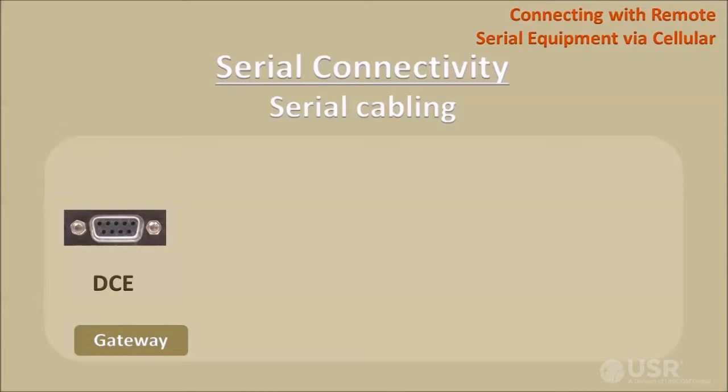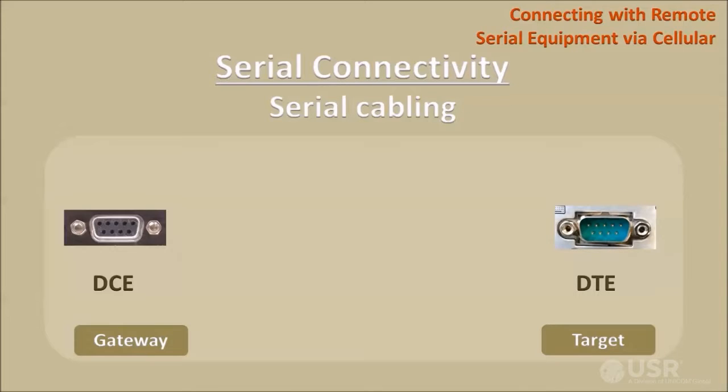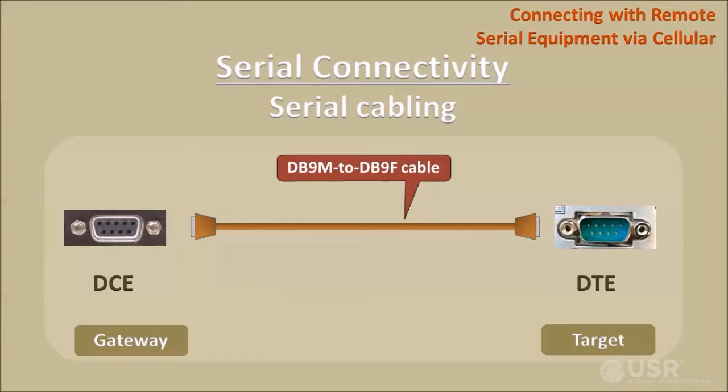The serial port of the USR 3510 cellular gateway is a DCE presented on a DB9 female connector, which is the most common type of connector for a DCE serial interface. The target equipment may be a DTE presented on a DB9 male connector, which is the most common type of connector for a DTE serial interface. In this case, the correct cabling is a standard DB9 male-to-female serial cable.